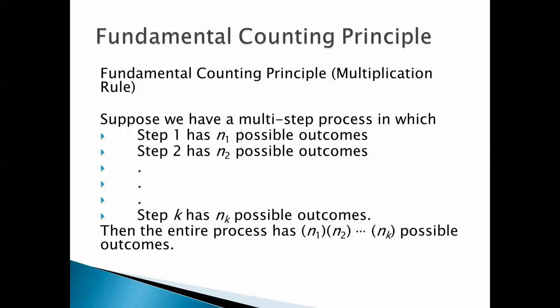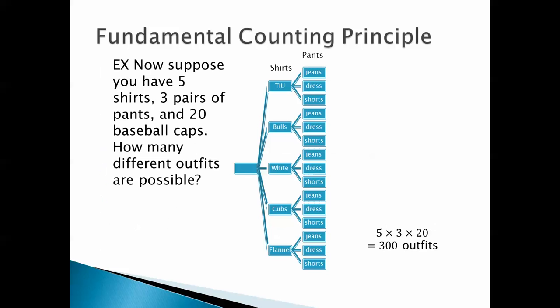More generally, the fundamental counting principle, or the multiplication rule, goes like this. Suppose we have a multi-step process in which step 1 has n1 possible outcomes. Step 2 has n2 possible outcomes, etc., all the way down to step k, which has n sub k possible outcomes. Then the entire process has n1 times n2 ... times n sub k possible outcomes.